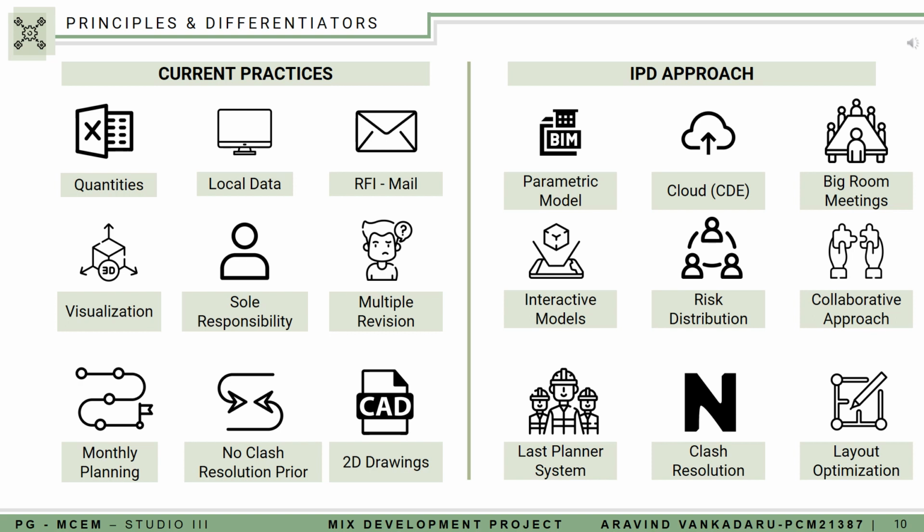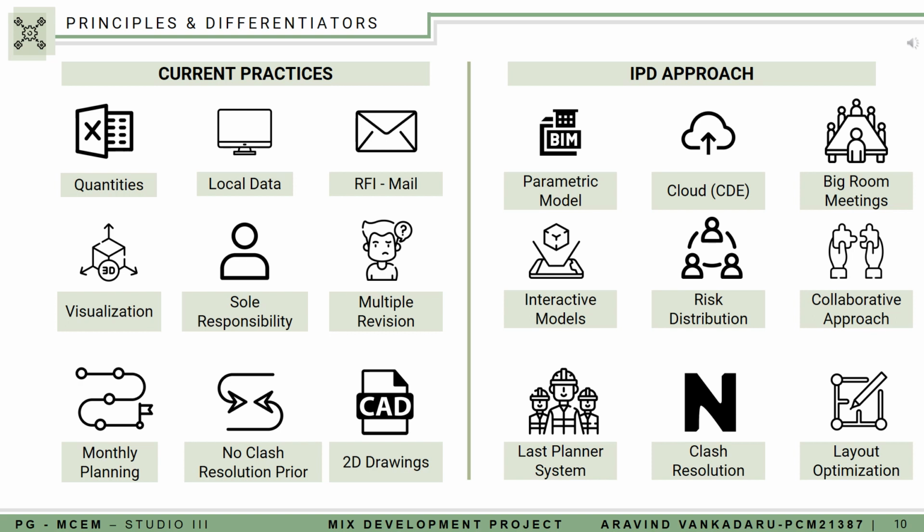The IPD approach is quite different from the current practices, where a parametric BIM model is used for quantity extraction, which is done with a single click. Data is stored in the cloud, where all the consultants, the contractor and the client can access the data at any time. Big room meetings are conducted in this IPD approach, where RFIs are reduced drastically. Interactive models such as AR and VR help the site personnel access these models on site to visualize the 1:1 model. Risk is distributed and shared between all the consultants, contractors, and clients.